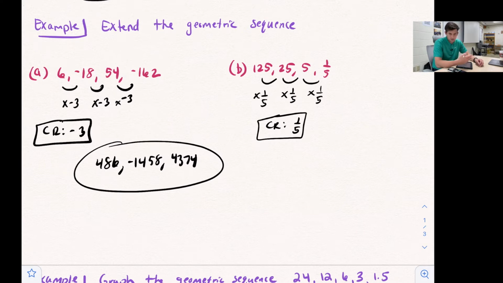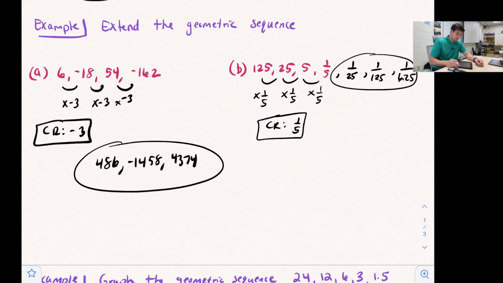Now we can write the next 3 terms. So essentially we are dividing by 5 or multiplying by 1/5. So our next term, I'll just write it here, we'd have 1 over 25, then we'd have 1 over 125, and then we could take 125 and multiply by 5. So we have 1 over 625, okay? And that would be our next 3 terms in the sequence.